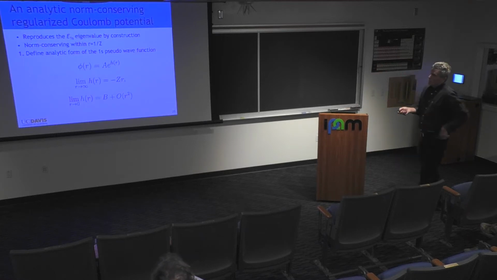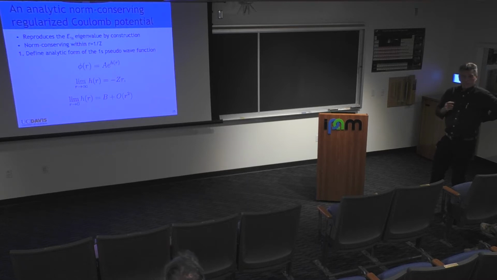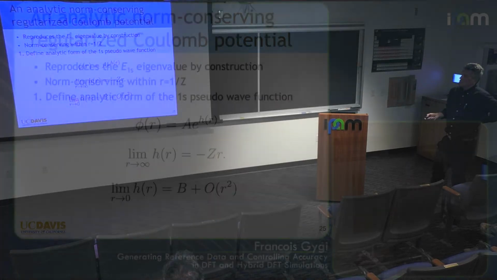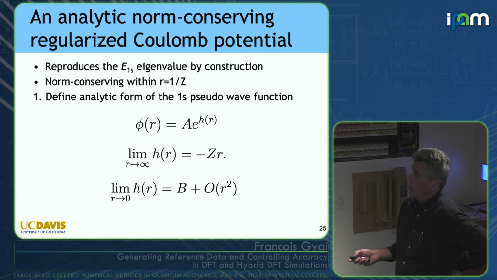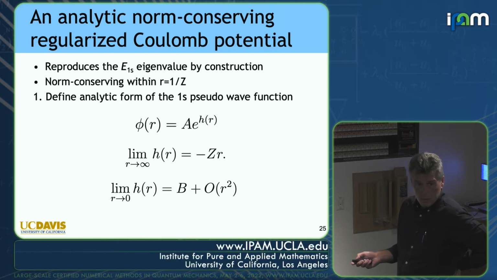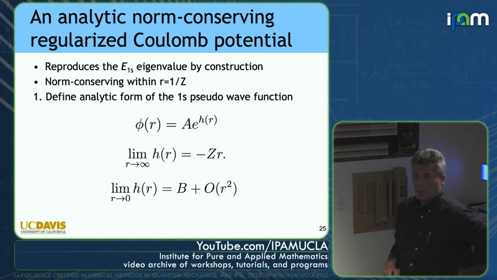The way we go about that is we first define an analytic function for the wave function. We start from the wave function to replace the 1s wave function, which we know analytically, with a pseudo wave function, which is smooth and doesn't have the cusp at the origin. So we take this form here, an exponential of some function h of r. We know how the function should behave at large distance. It should just go to minus Z times r. And we want the function to be smooth and have a finite limit at 0.